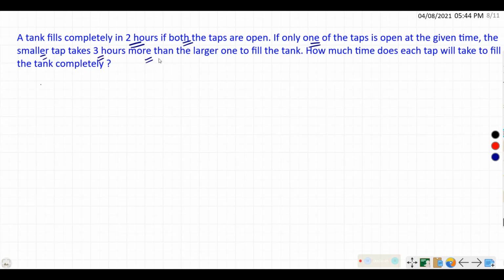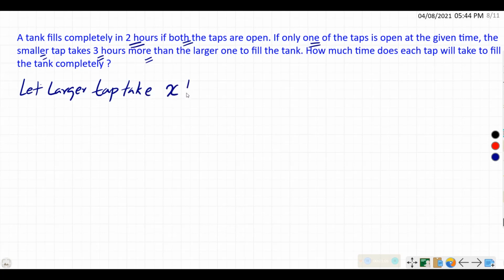The data given are very important. I am just marking it. 2 hours if both taps are open. That is the time taken by the taps to fill up the tank. So there are 2 taps. Let one be the larger tap, and it takes its own time.